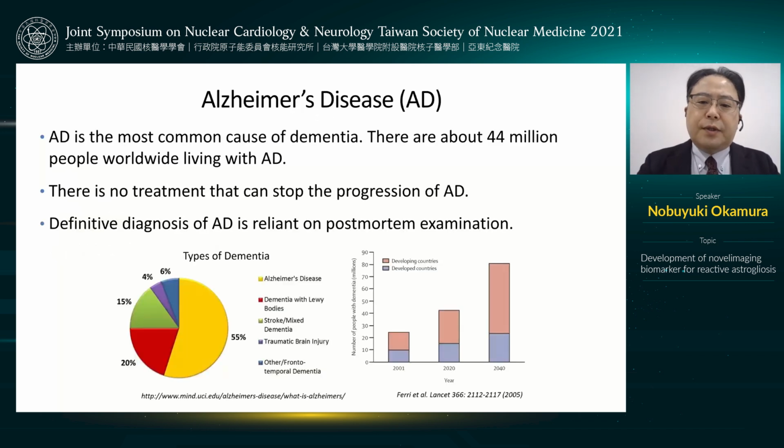As you know, Alzheimer's disease is the most common cause of dementia. There are about 44 million people worldwide affected by this disease. Development of disease-modifying drugs is currently ongoing. However, there are still no drugs that can stop the progression of this disease. And the definitive diagnosis of Alzheimer's disease is dependent on postmortem examination.